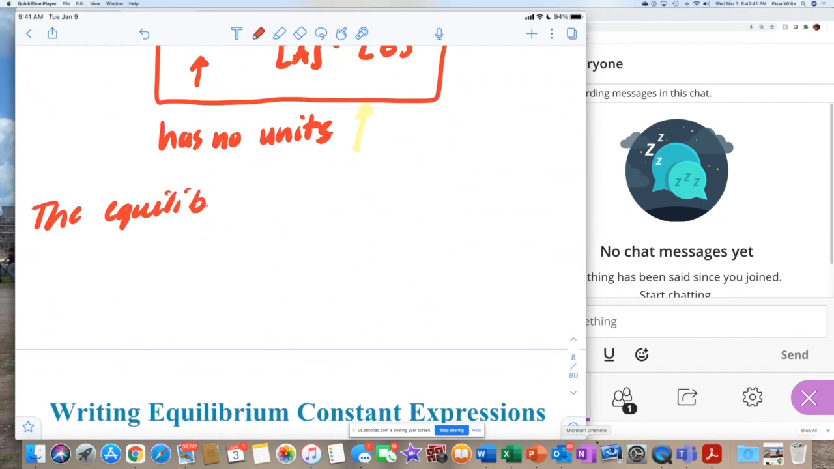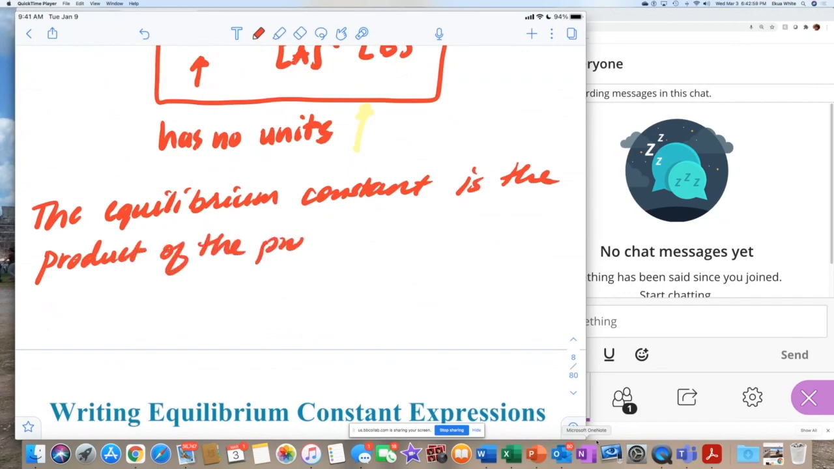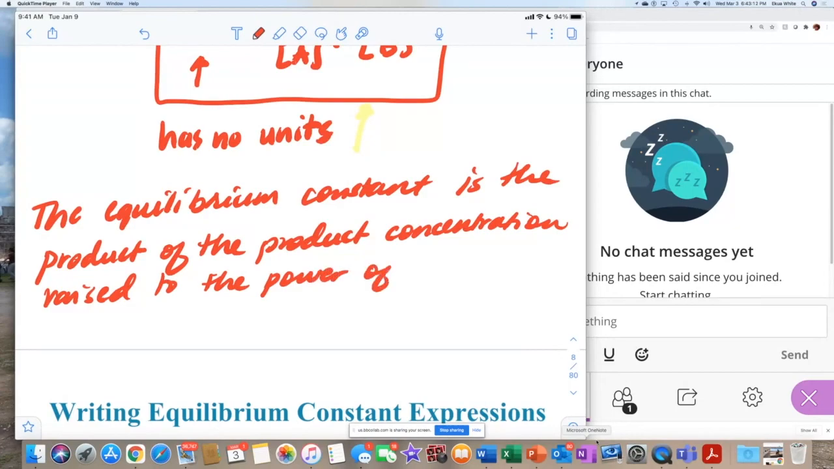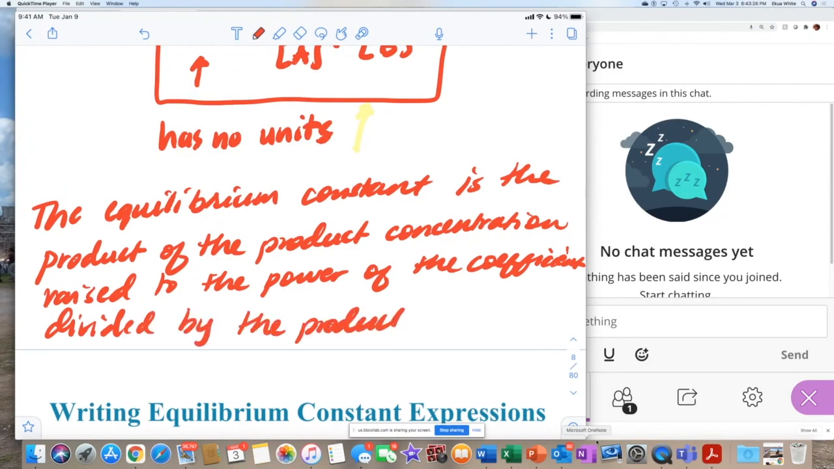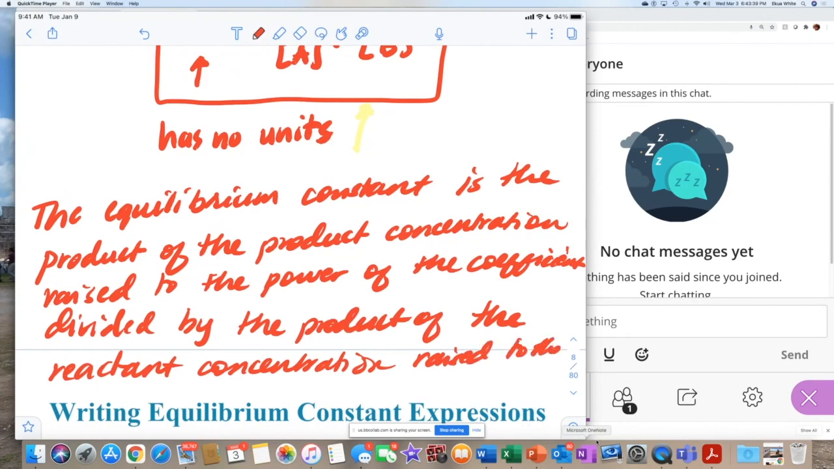The equilibrium constant is the product of the product concentration raised to the power of the coefficient, divided by the product of the reactant concentration raised to the power of the coefficient. We had to actually write this down when we were in school. It helped me to conceptualize what I was saying.